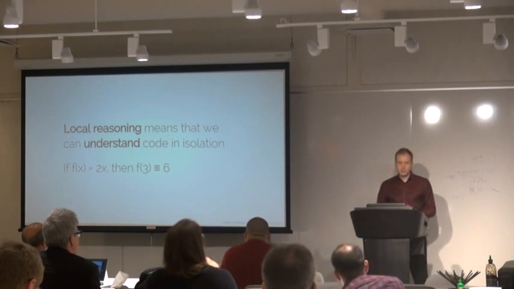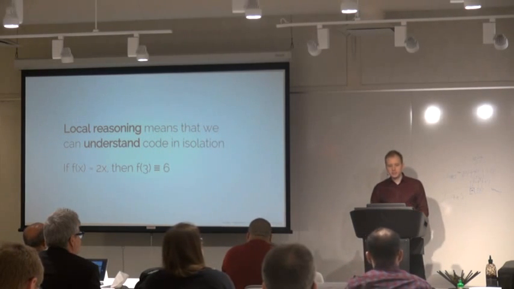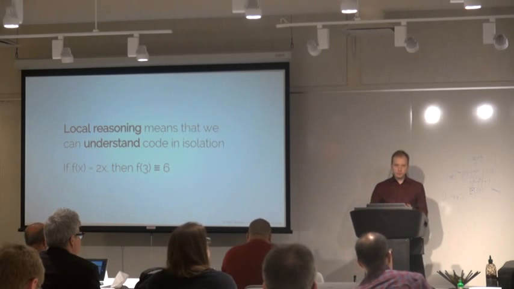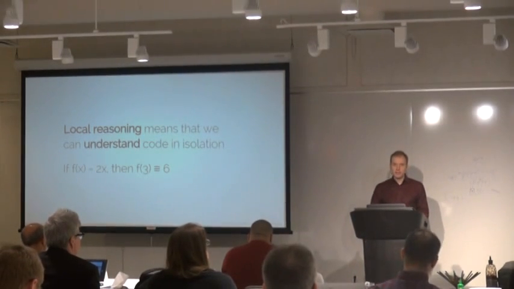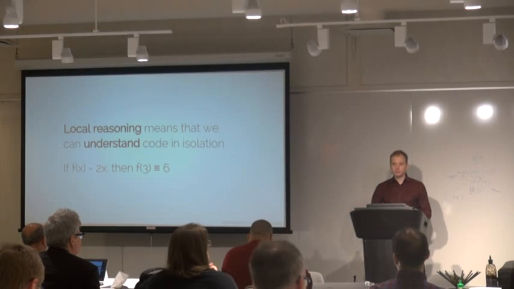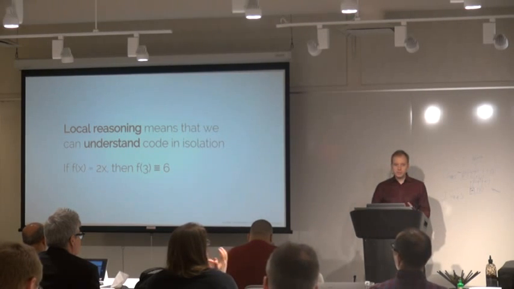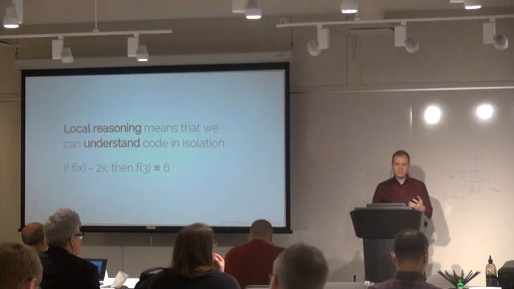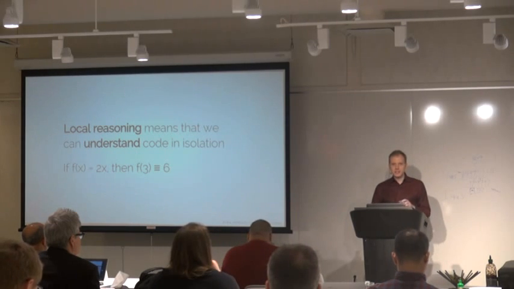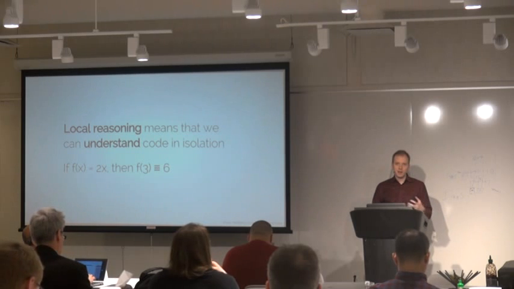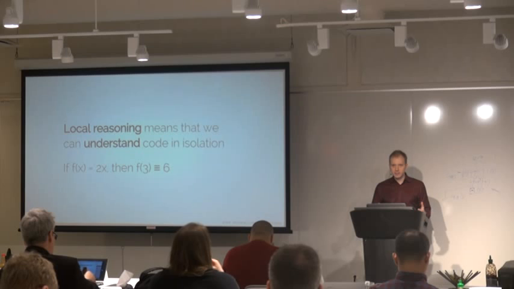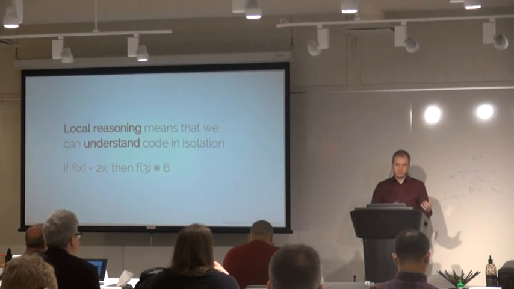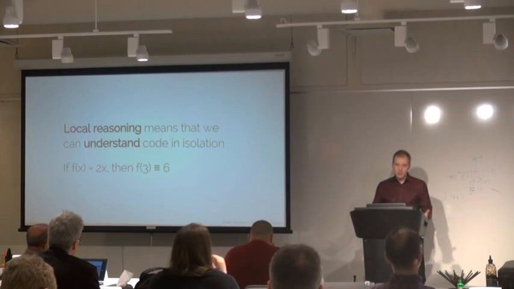Local reasoning is a very related but distinct concept, which means that we can look at a piece of code and understand its meaning and what it's going to do in isolation, without looking at the rest of our program. This is really important because this is the key to reusing code. Code is only reusable in so much as it does not care about the context in which it's used. The more you care about the context in which you're used, the less different contexts you can be reused in.